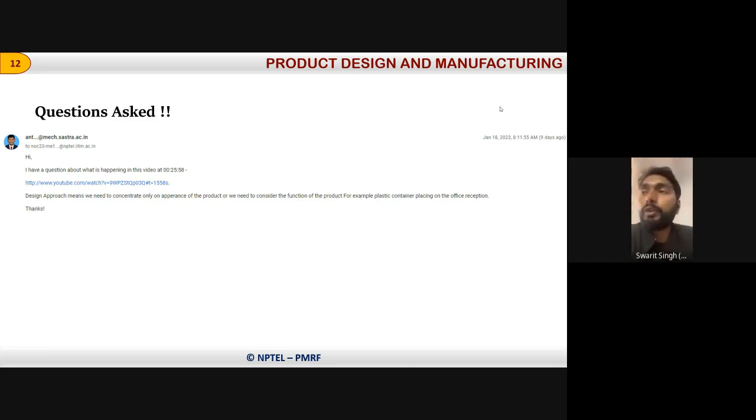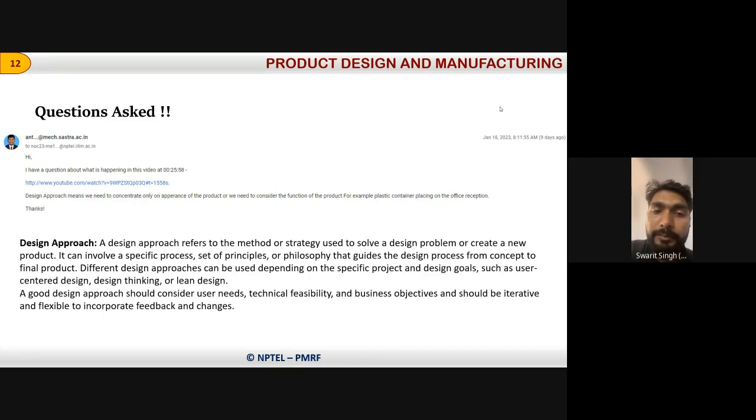After that, we are going to take some questions from the discussion forum. I found there are 5 or 6 questions in the discussion forum, but I found this question to be of quality. The learner has asked about design approach. What is design approach? The answer is already given on the discussion forum, but in simple terms, I have tried to define what design approach is.